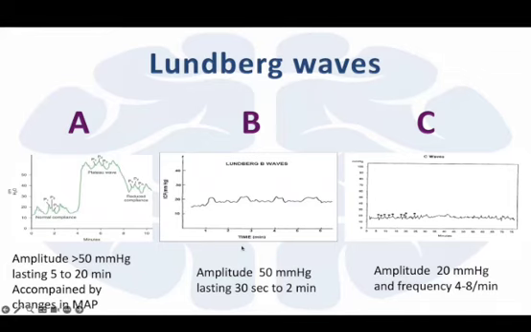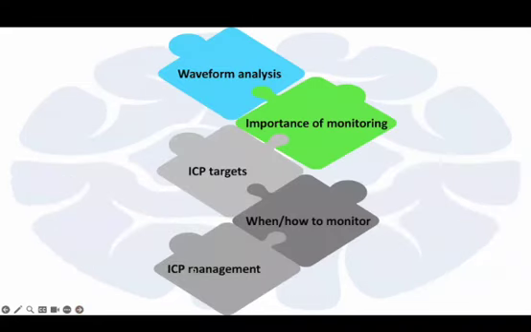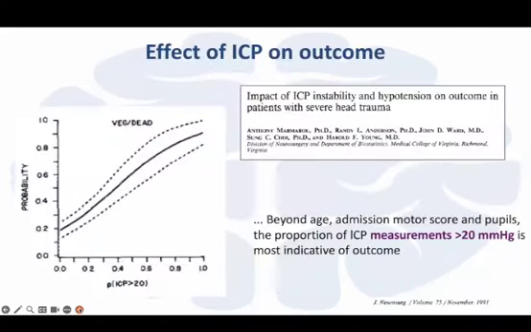Then you have the Lundberg B waves, which have a lower amplitude, they last less, and then you have the C waves, which are generally related to the breathing and are not dangerous and do not need any treatment.